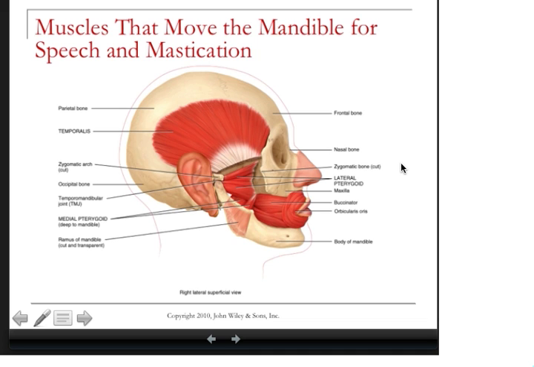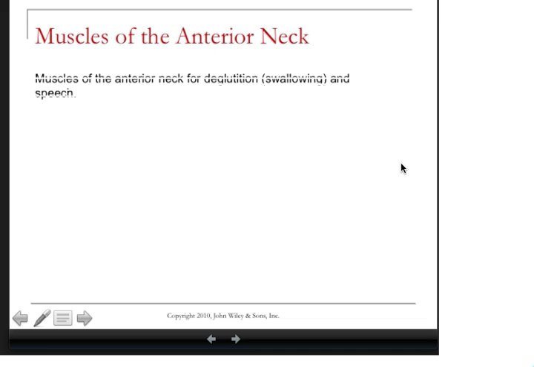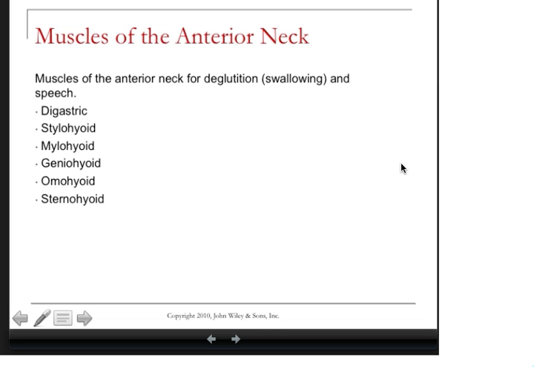Okay, muscles of the anterior neck are important in swallowing and speech. These include the digastrics, the stylohyoid, the mylohyoid, the geniohyoid, the omohyoid, and the sternohyoid, and the sternothyroid and thyrohyoid.